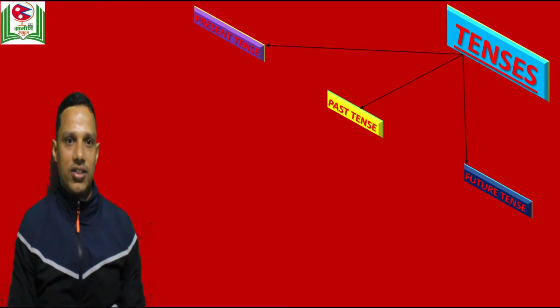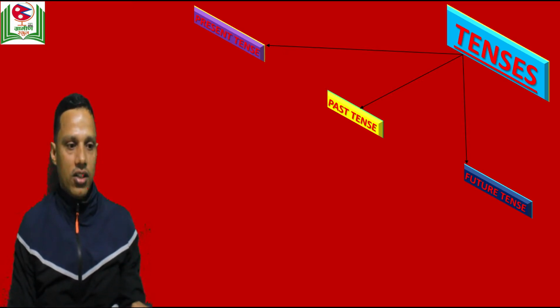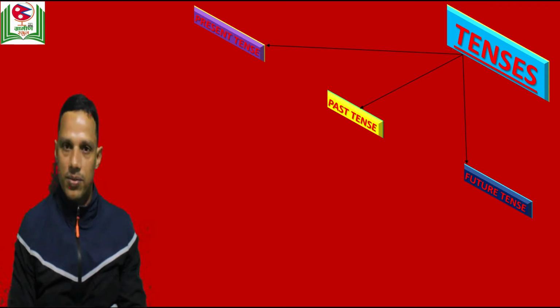Hello everyone. Today we are going to learn about tense, one of the grammar topics. You can see over here we have a figure, and this figure indicates that we have three types of tenses in English. They are present tense, past tense, and future tense.